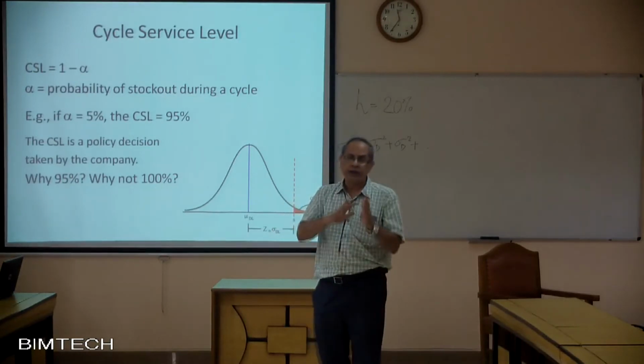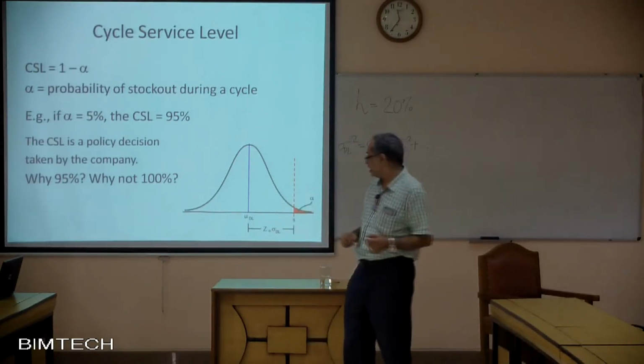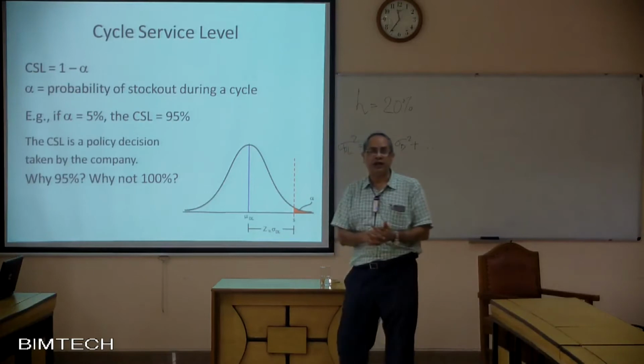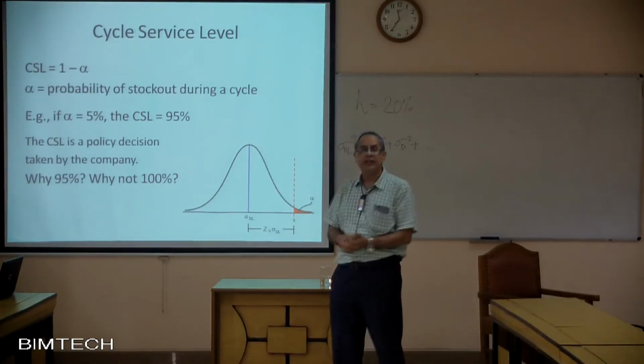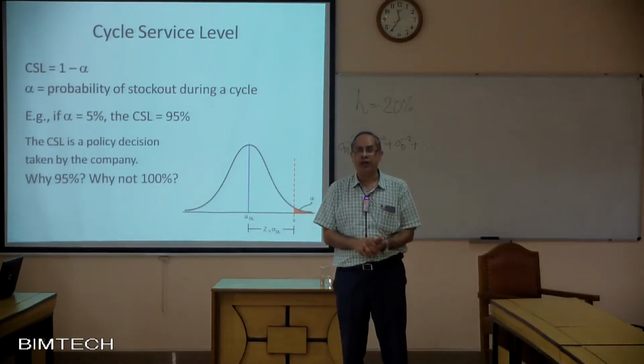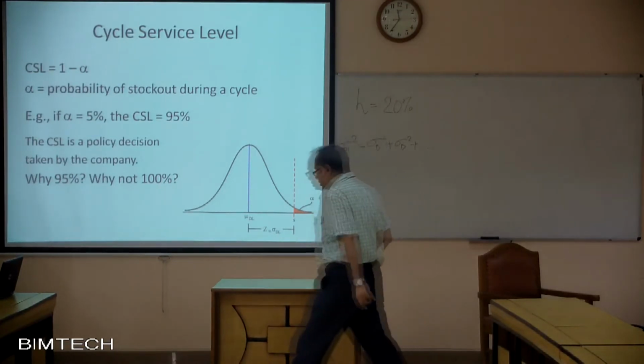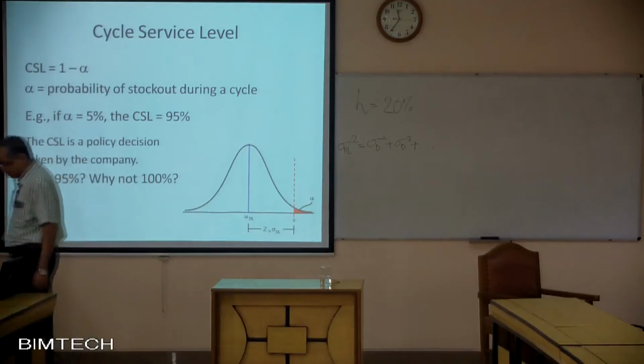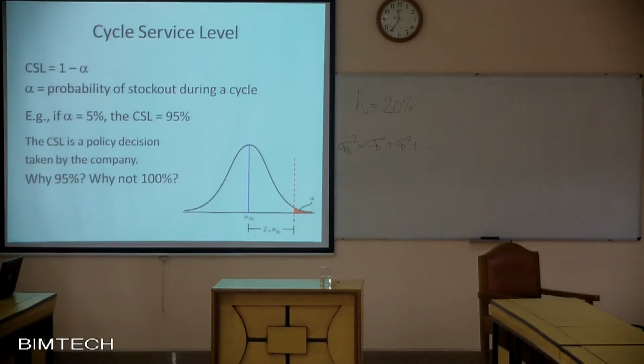Okay, but having understood what it is, we must then also understand that it is a number which is fixed by the company management. Good. So given a CSL, we can very easily find Z alpha.